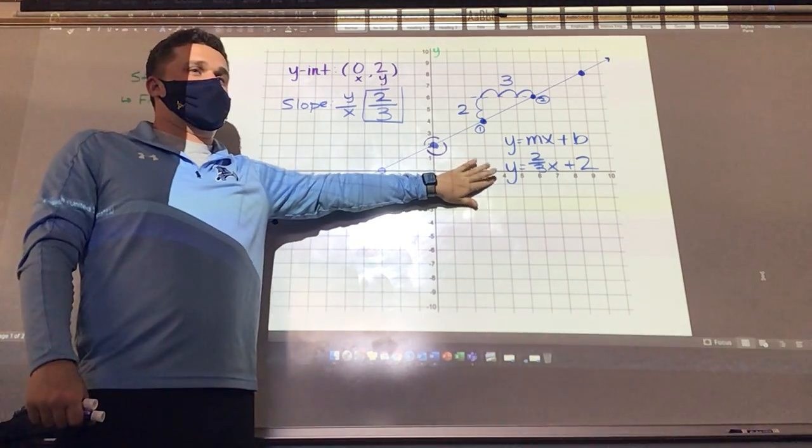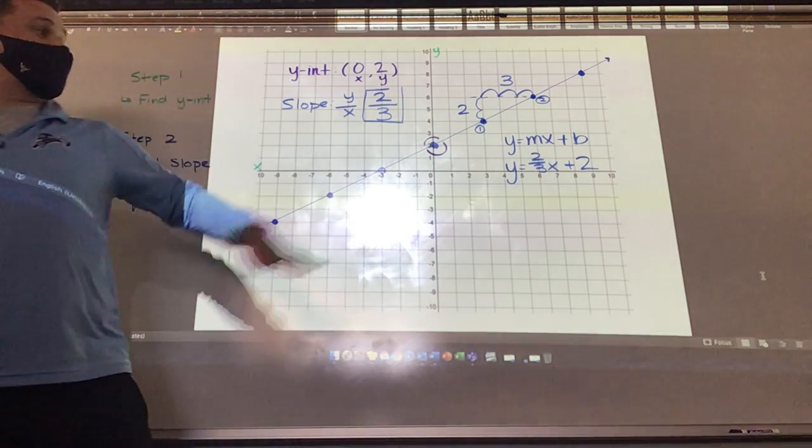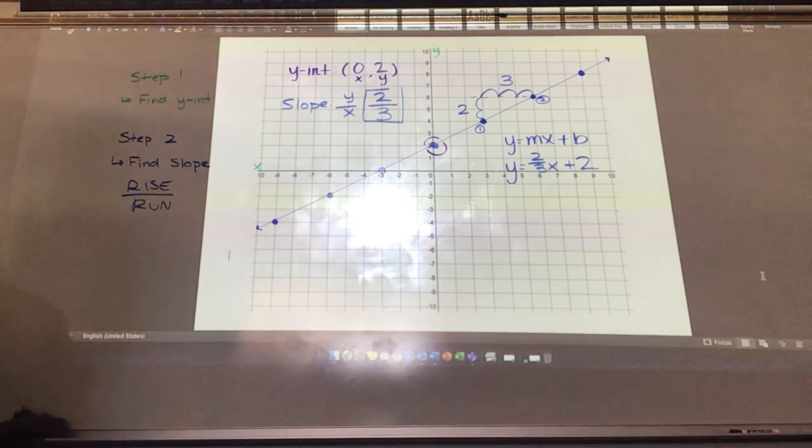Okay? So there's our equation. That's the end goal for today. This is what's going to be on your quiz, is can we make an equation from a line? Okay? Does everybody have that example? All of that should be down. Okay, if you need to take a picture, take a picture.